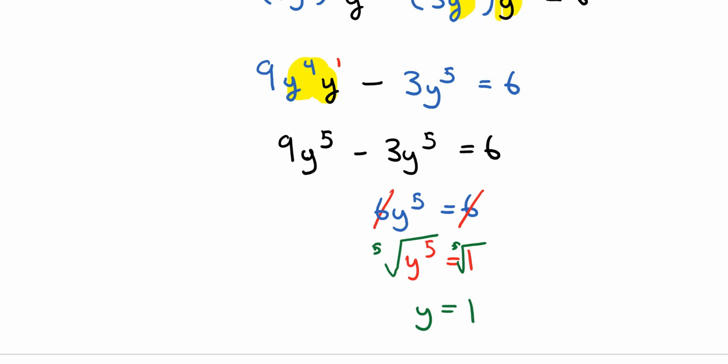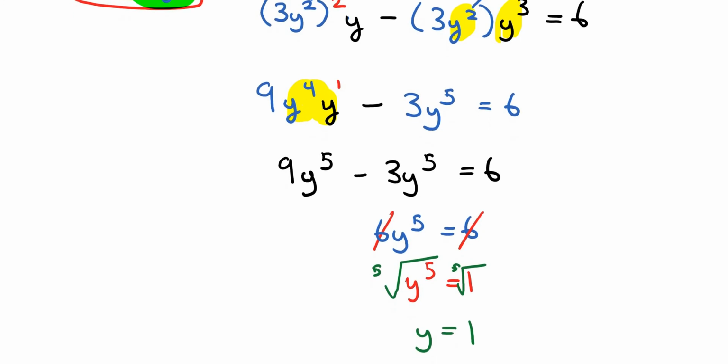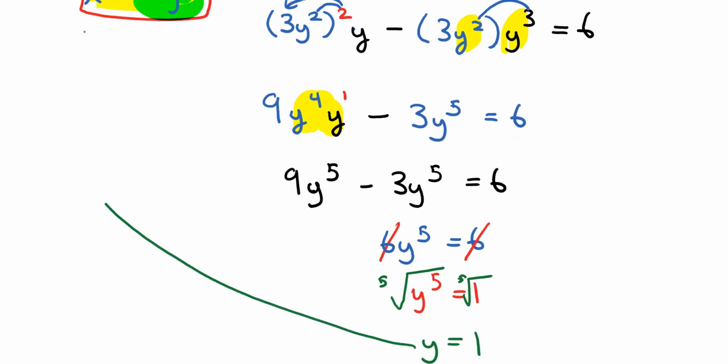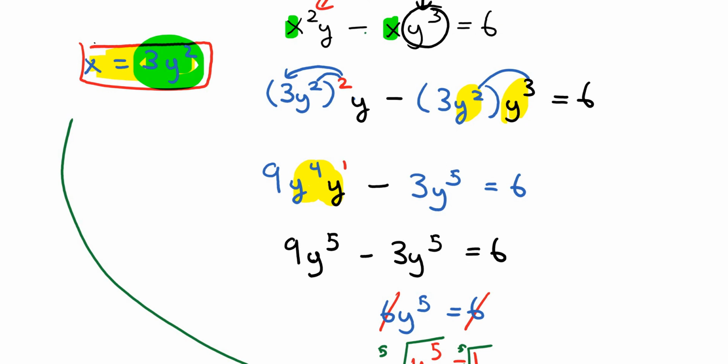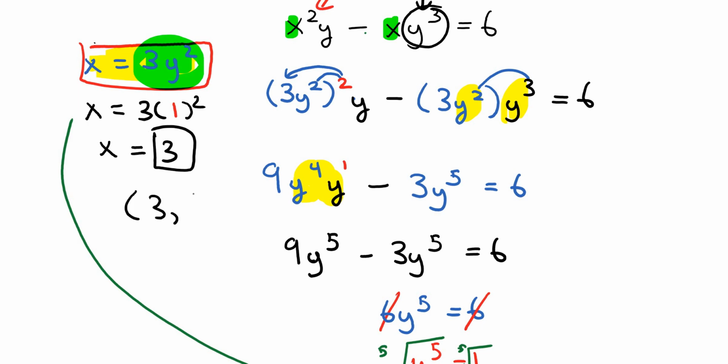Now, how do I go ahead and find my x value? Well, the fastest way is you take your y value and go back to this box here, and we can find x very quickly by letting y equal 1, which is what we found. So now x equals 3. So our point where the function has a vertical tangent line is the point (3, 1).